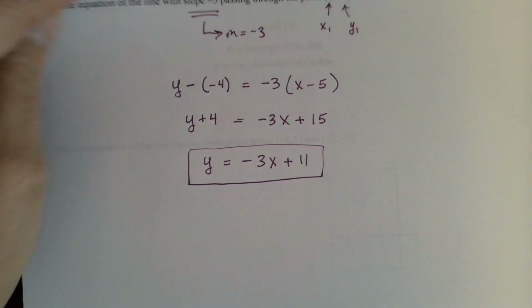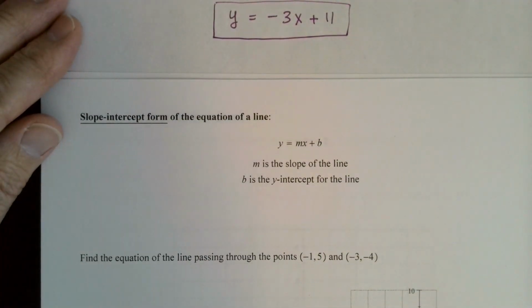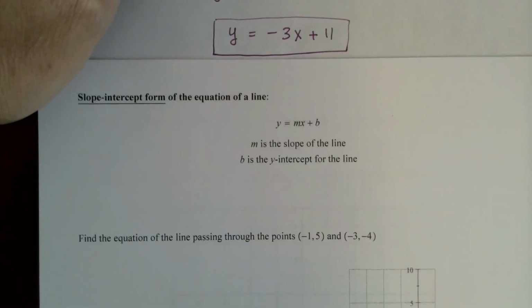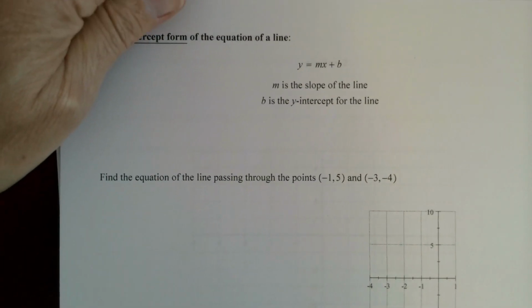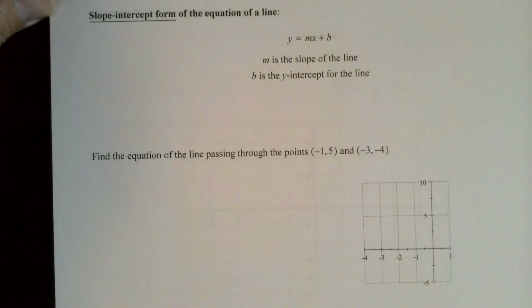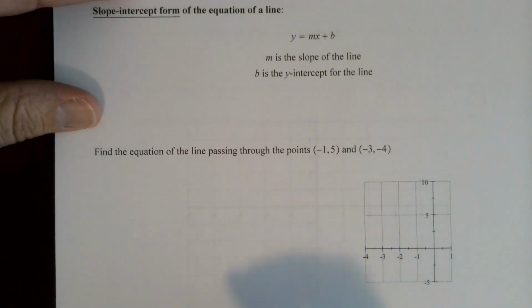And so that gives us the familiar slope-intercept form of an equation. So we have two forms that we can work with for the equation of a line, the point-slope form that we just gave, and this slope-intercept form. Let's see how both of them work in this example.